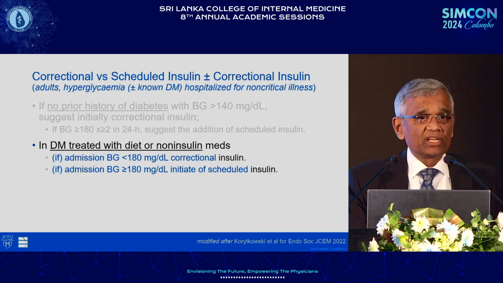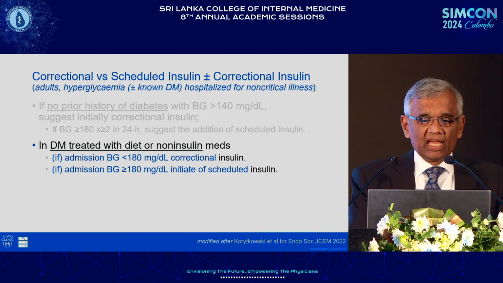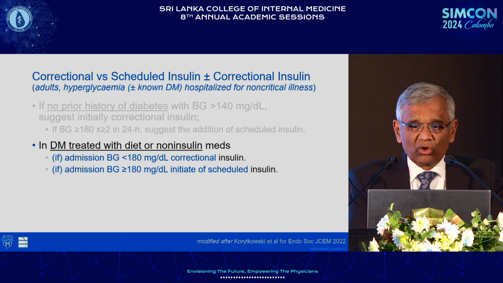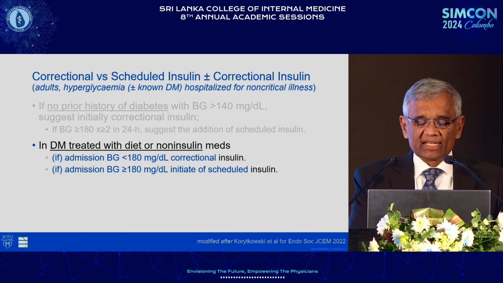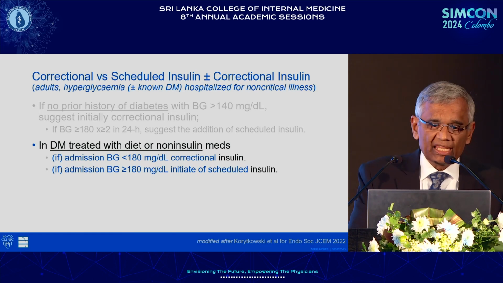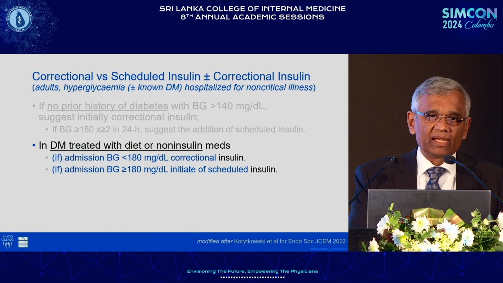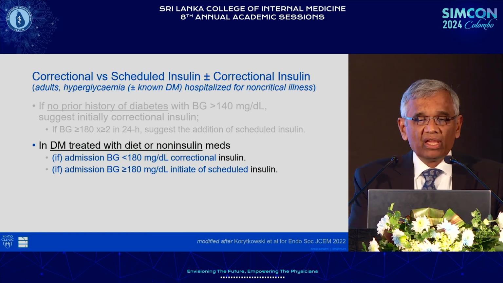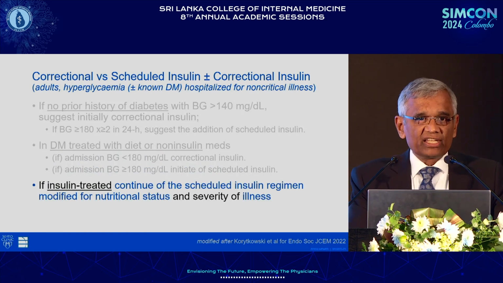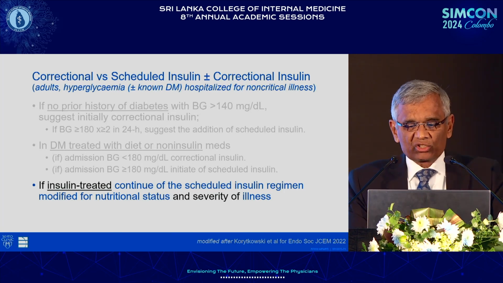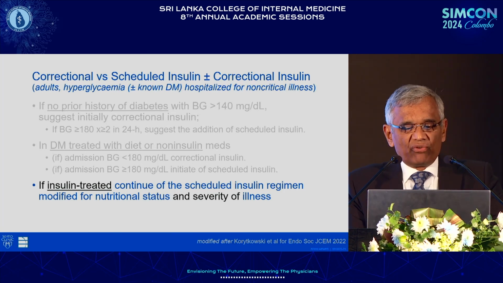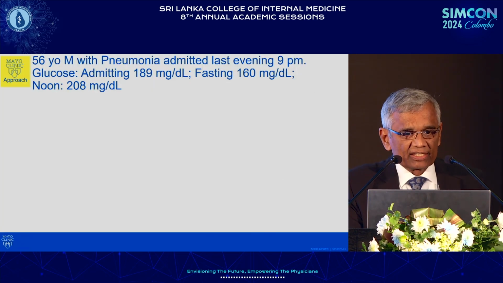If the patient has already established diabetes, which is with diet or non-insulin agents, and admission glucose is less than 180 milligram per deciliter, we may want to use correctional only. If it is more than 180 milligram per deciliter, we want to give the scheduled doses. If it is insulin-treated patients, we continue a scheduled insulin regimen, modified for nutritional status and illness, etc.